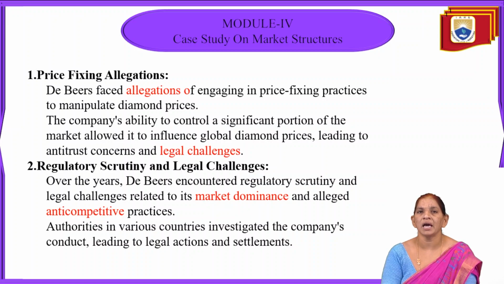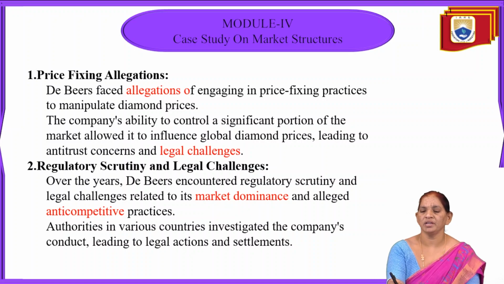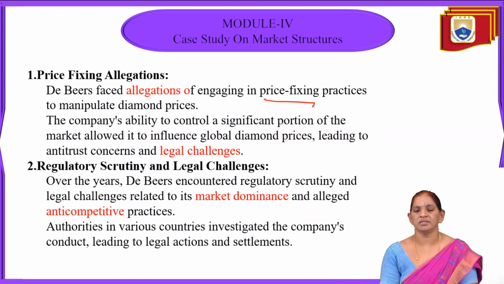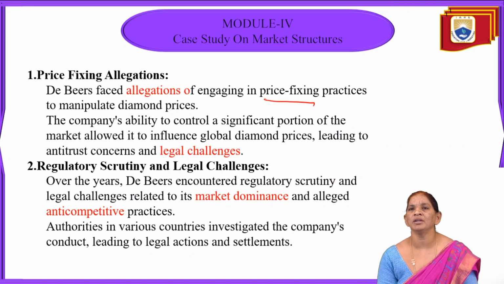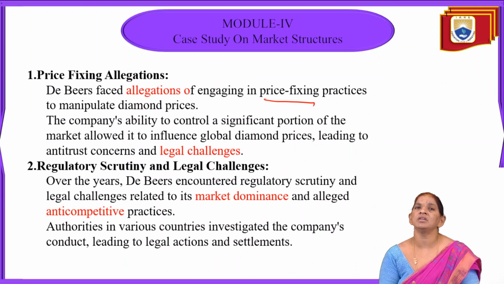The company also faced allegations relating to price fixing. De Beers faced allegations of engaging in price fixing practices in order to manipulate diamond prices. It has the trading company, the Diamond Trading Corporation, and was alleged to have manipulated the diamond prices. The company's ability to control a significant market portion allowed it to influence global diamond prices, leading to antitrust concerns and legal challenges.